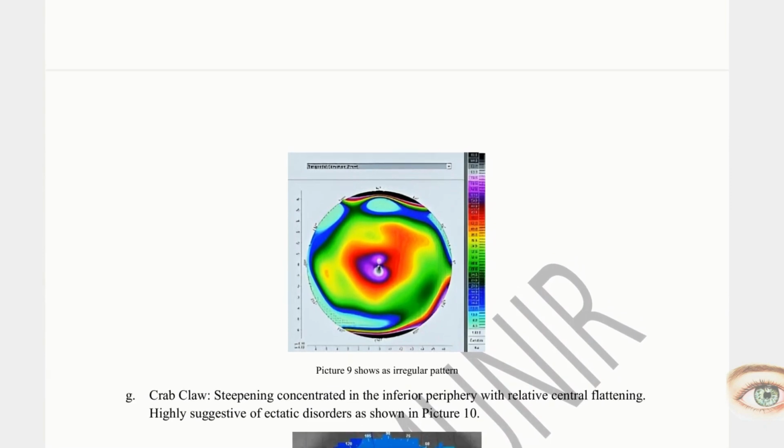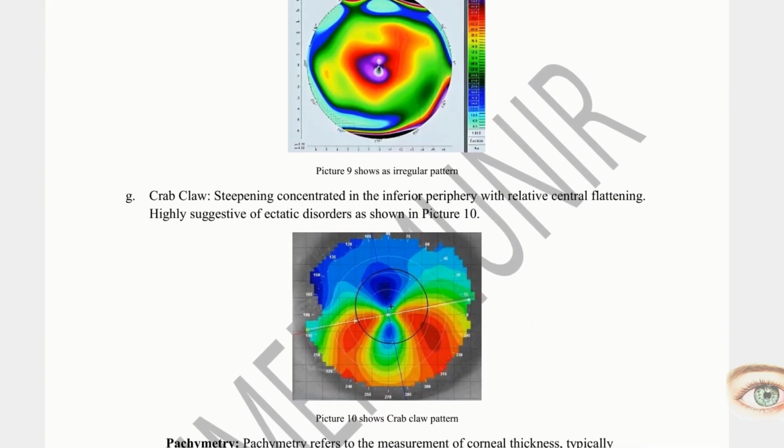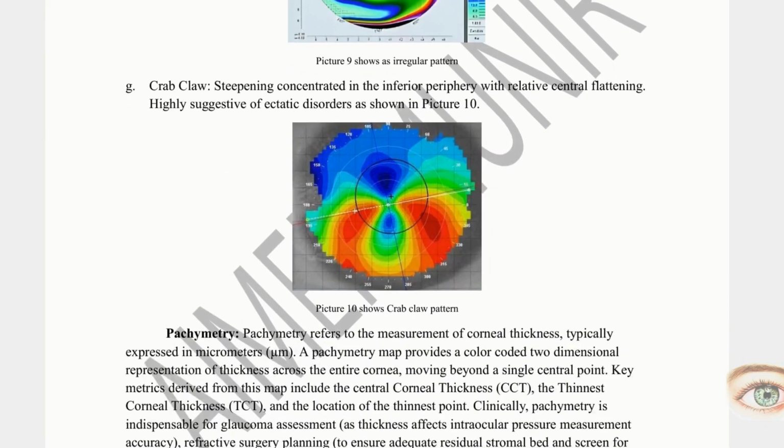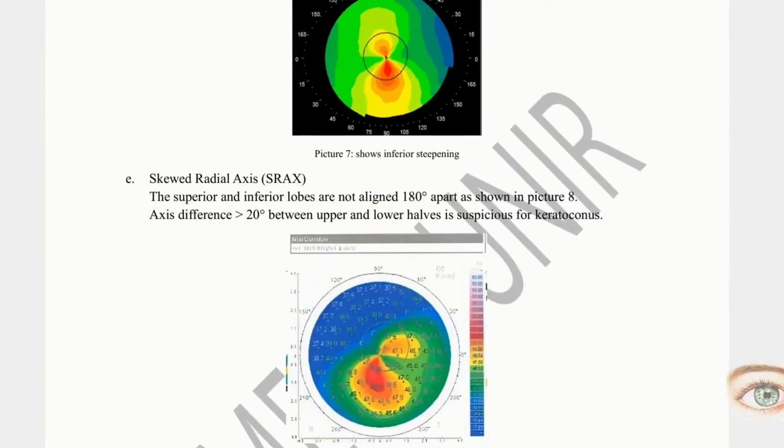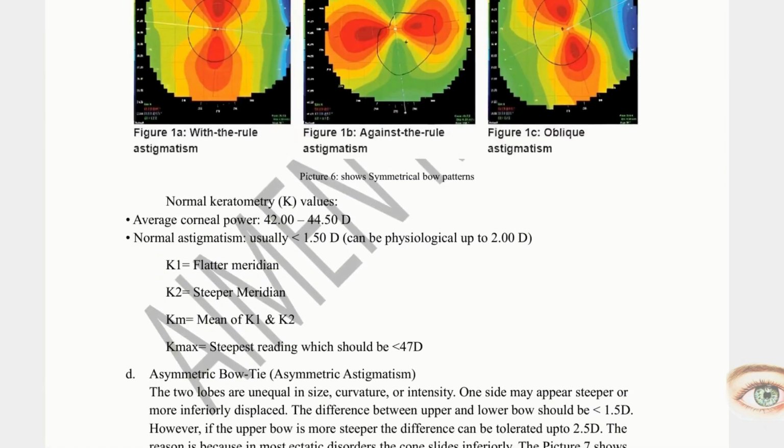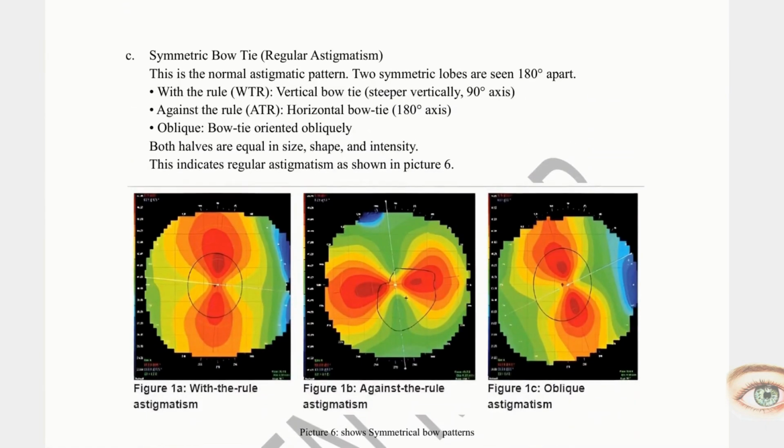And this right here is a very, very irregular pattern, and this kind of pattern develops mostly in advanced cases of keratoconus or these kinds of ectatic disorders. This right here is a crab claw pattern that is a very typical picture of PMD and keratoconus. So these were some patterns that you have to look for in the axial curvature in the curvature maps.